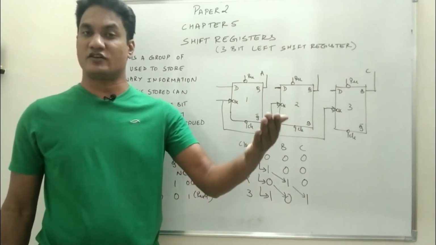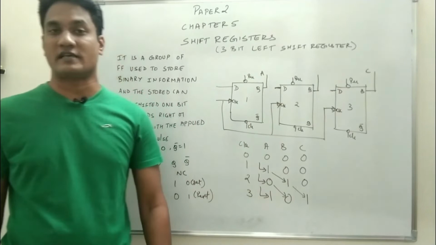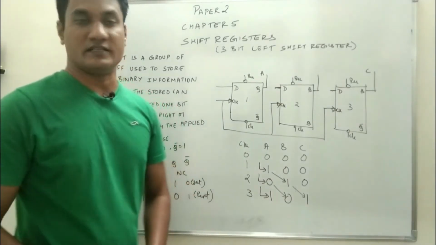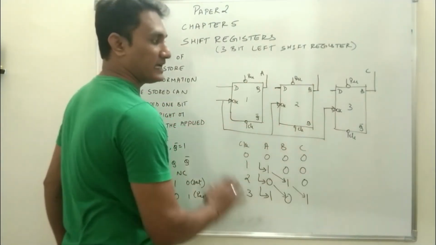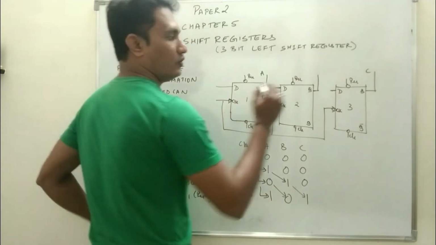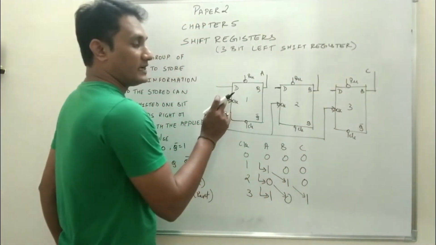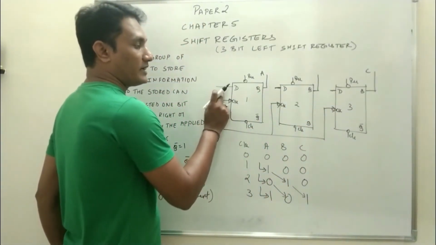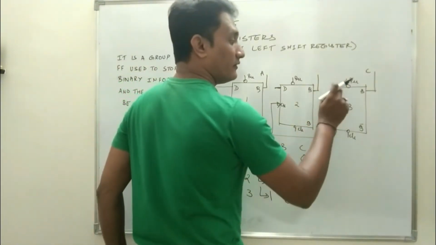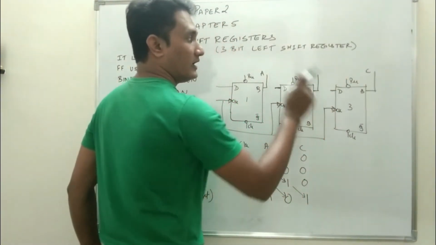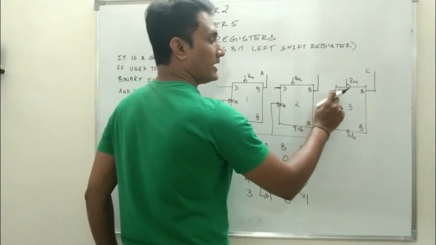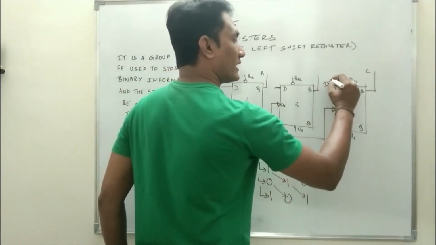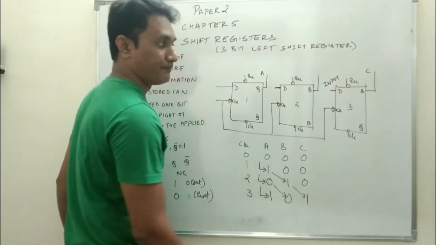Exactly on the same lines as the 3-bit right shift register, we will now design the 3-bit left shift register. So the circuit diagram remains exactly the same, but the only difference is, in case of right shift register, input was applied to the first flip-flop. In case of left shift register, the input will be applied to the third flip-flop. So we will write input over here.